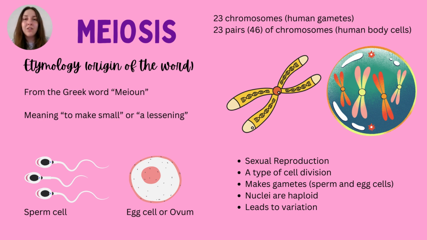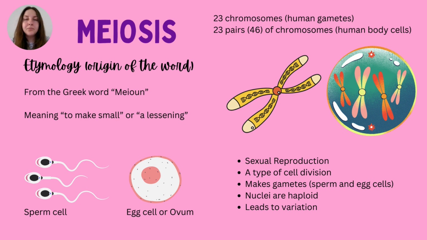Now, this, of course, depends on the species. It can be more, it can be less. But if we look at the diploid cells, the body cells that have the full genetic information, in humans, this would be 46 chromosomes or 23 pairs. That's the difference between haploid and diploid. So meiosis essentially is a type of cell division that gives rise to those haploid cells.